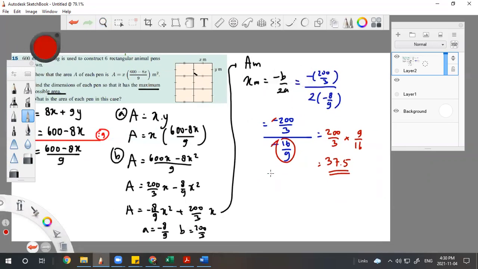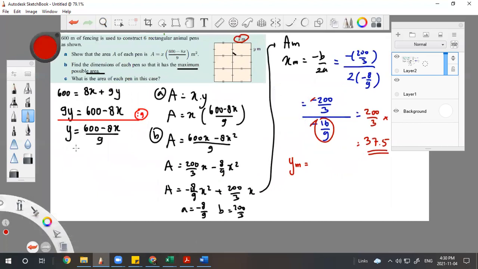How do you calculate the y then? The dimension, right? The y. So we have the x already. How do you calculate the y? Substitute here: 600 minus 8x over 9. 600 minus 8x over 9. And this will be 33.3, 33.3333, and it is a recurring decimal.